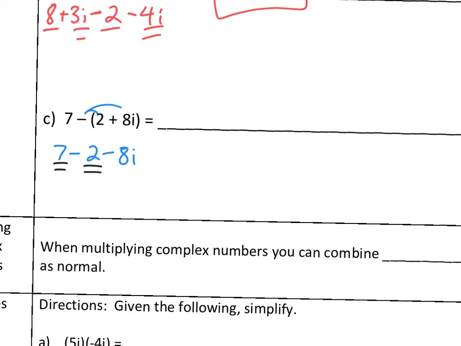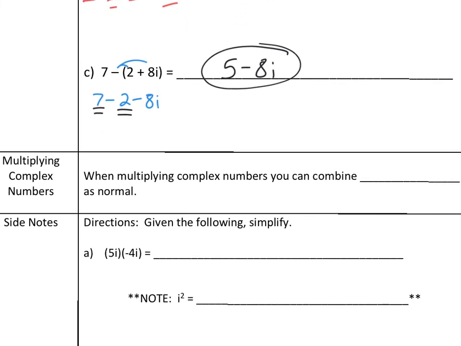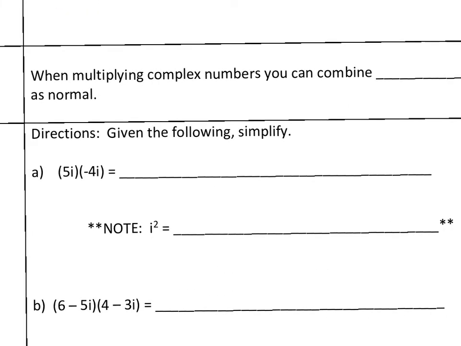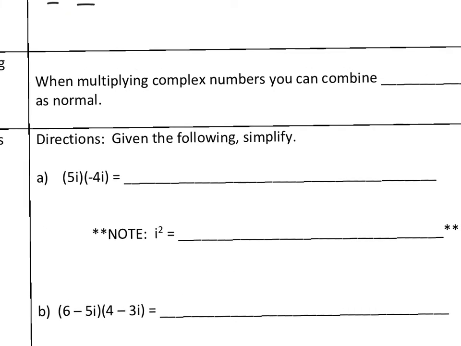7 minus 2. 5 minus 8i. Good. You're a mathematician. I got it. All right. Multiplying complex numbers. When multiplying complex numbers, we can combine exponents like normal. So as long as our base is the same, we can still combine the exponents.